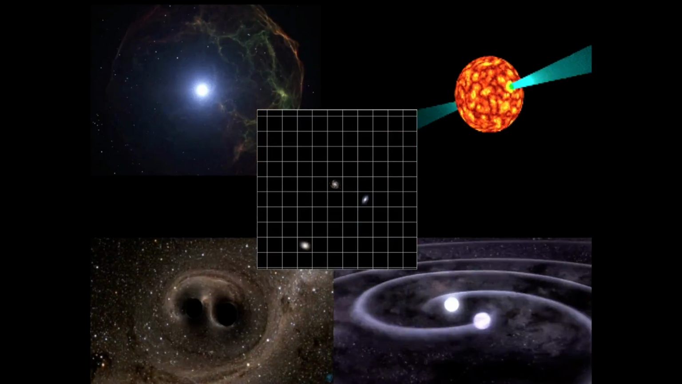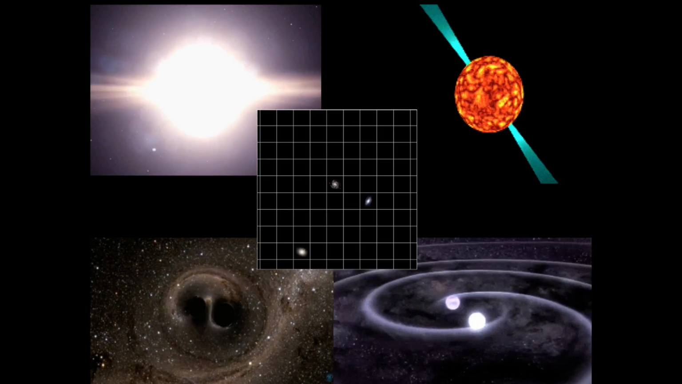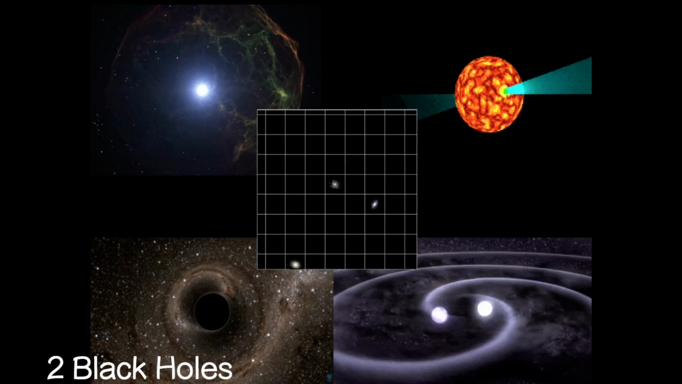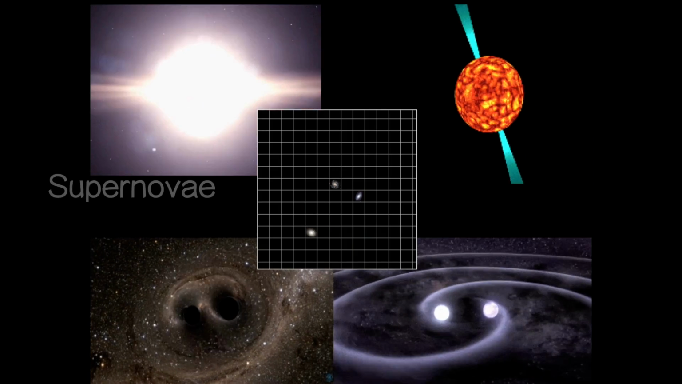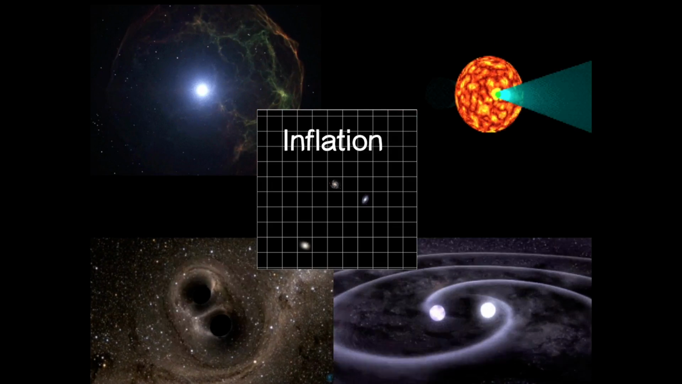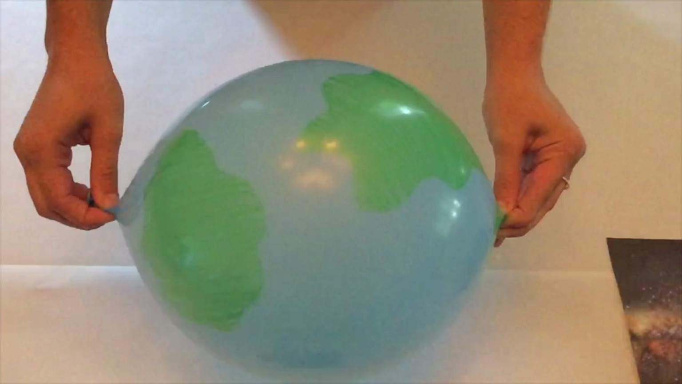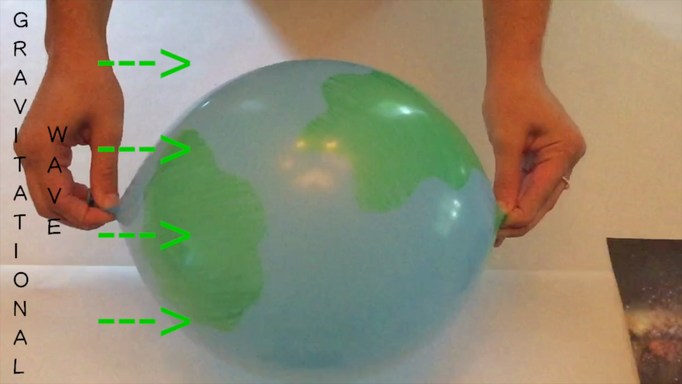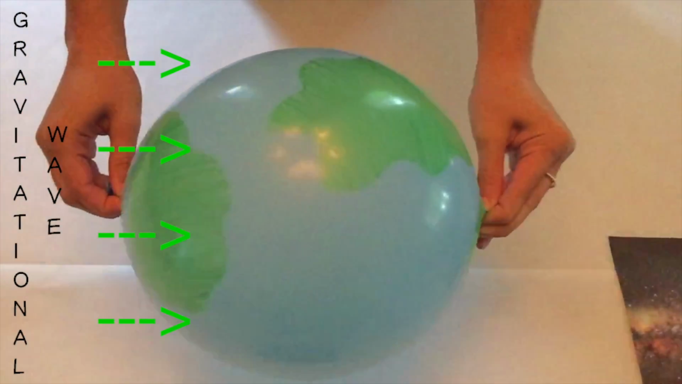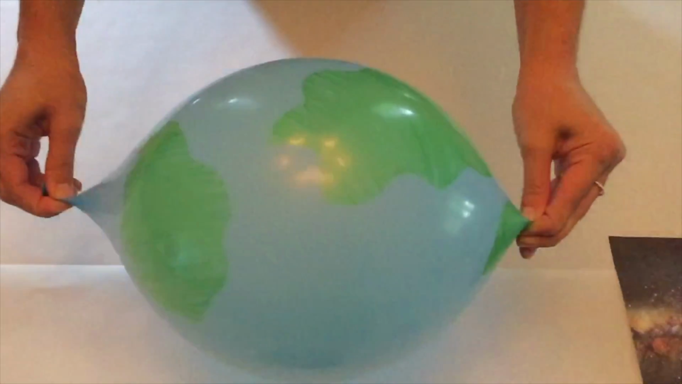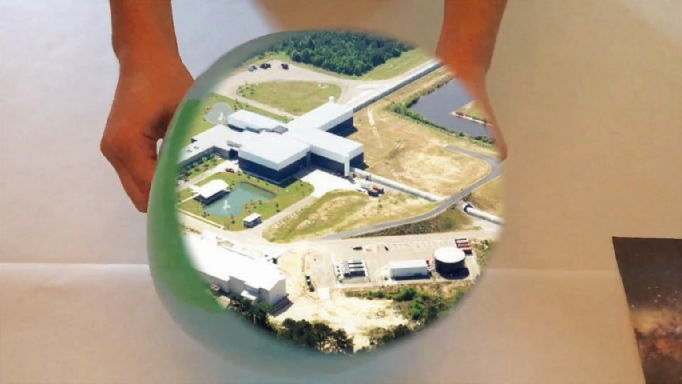The first gravitational wave ever detected came from the collision of two black holes. Gravitational waves are also formed from supernovae, rotating neutron stars, binaries, or inflation. So what happens when a gravitational wave reaches the Earth? Well, the Earth is stretched similar to the way a balloon is stretched vertically and horizontally.